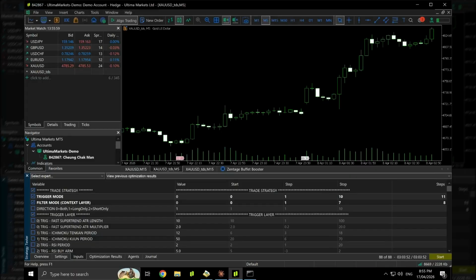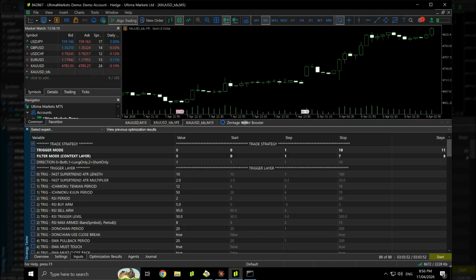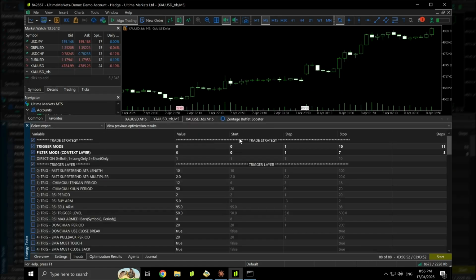Now we are at the optimization input page of the EA. As I mentioned earlier, our objective here is very clear. We want to identify the top 3 strategies out of the 88 possible combinations available in the Zentage Buffet Booster EA. So let's take a look at the key optimization settings.